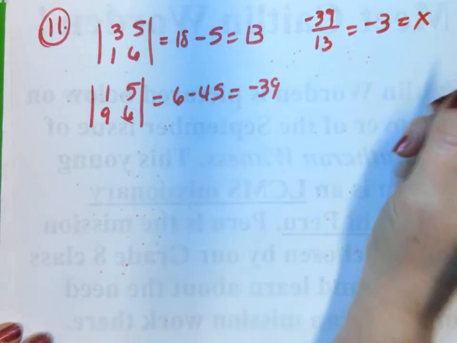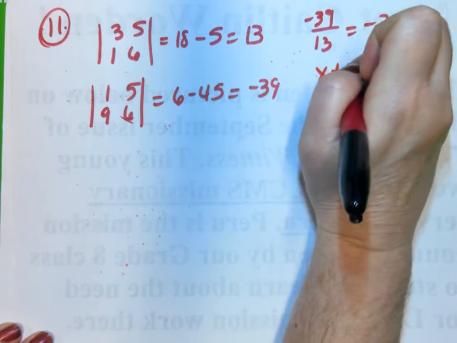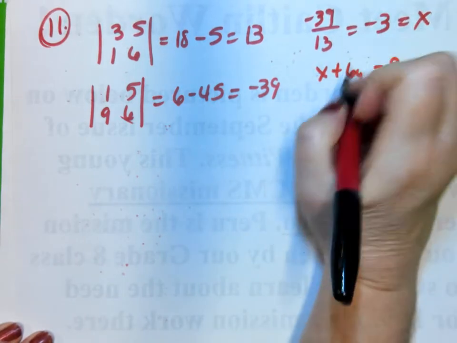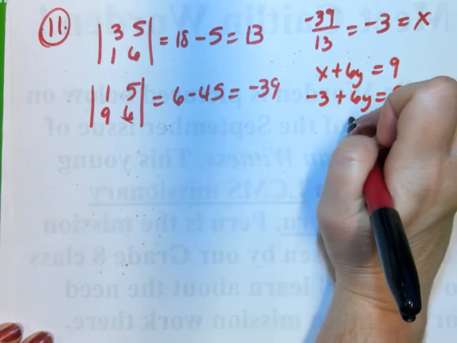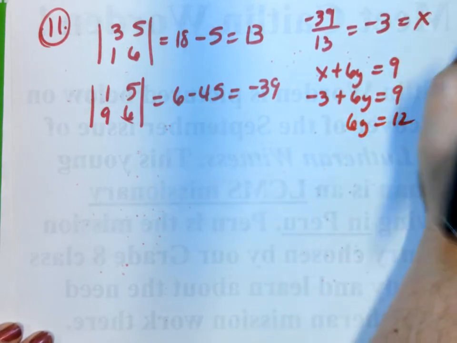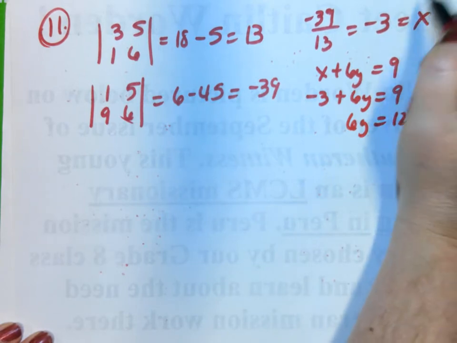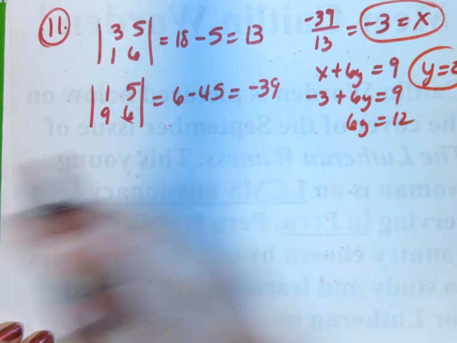And I can just plug it in. I have x plus 6y is 9. So negative 3 plus 6y is 9. So 6y is 12. Looks like y is 2. Here's my x. There's my y.